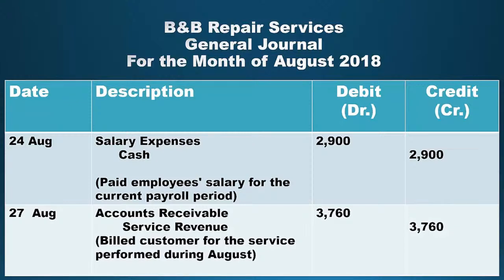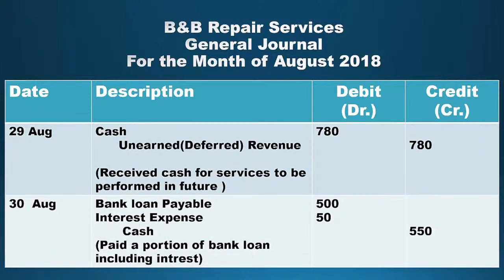Step 3. How do we record it? To record this, we debit accounts receivable for $3,760 to reflect the money owed to the company. Credit service revenue for $3,760 to record the income earned. The narrative for this entry is billed customers for repair services performed during August. August 29th, receiving cash for future services.